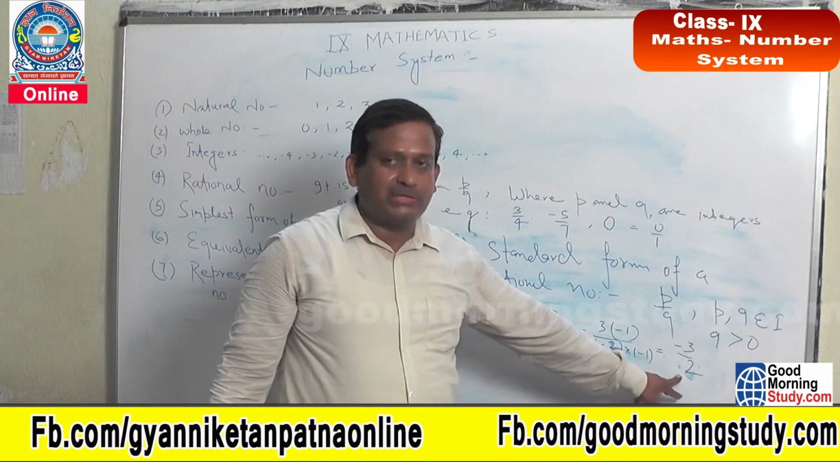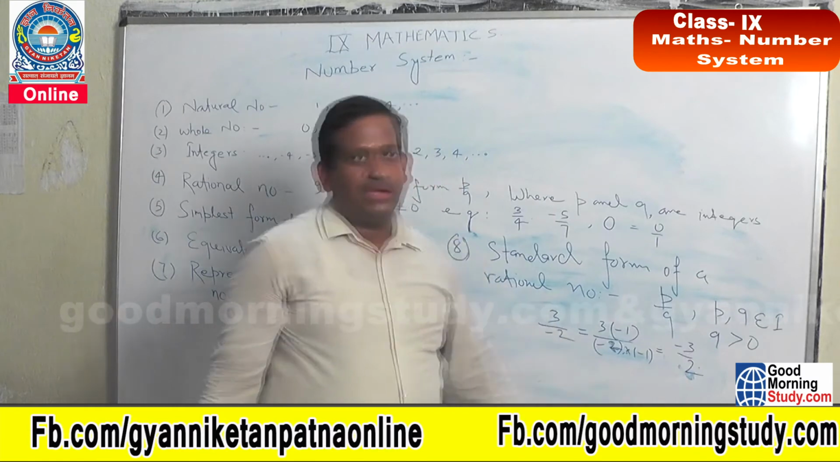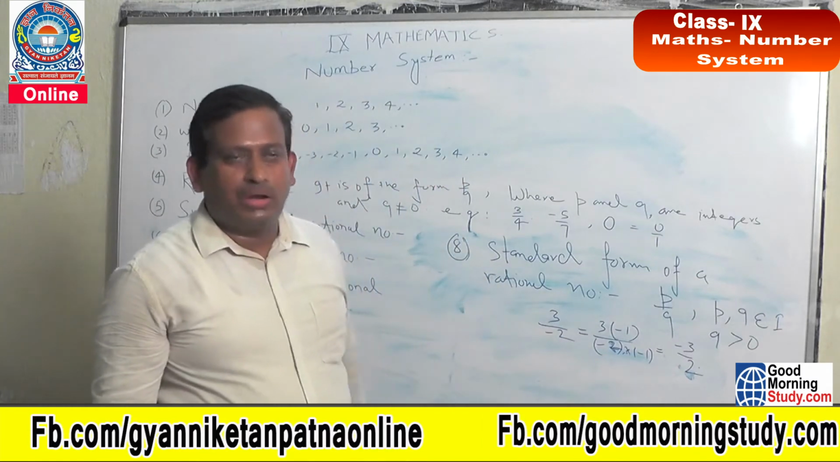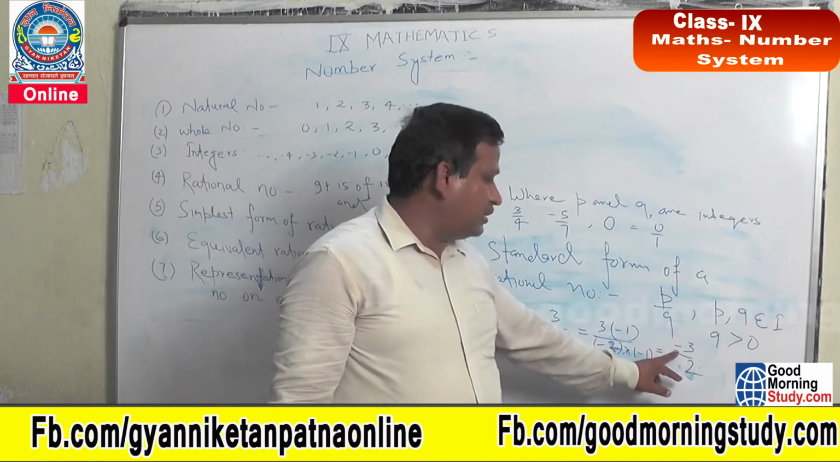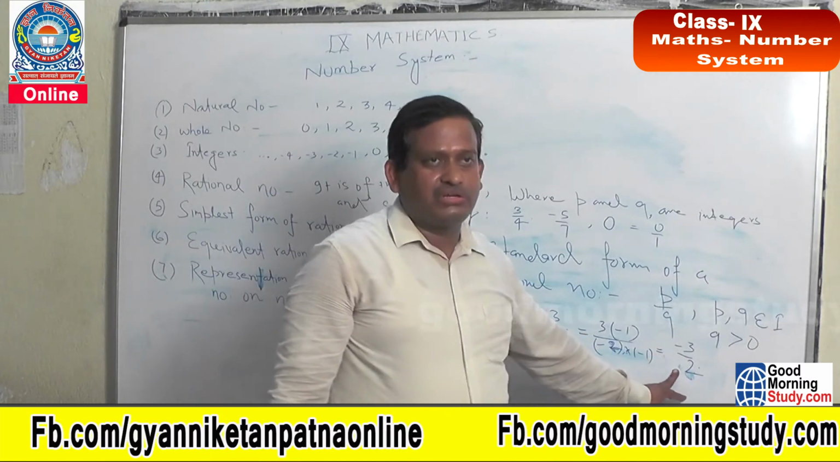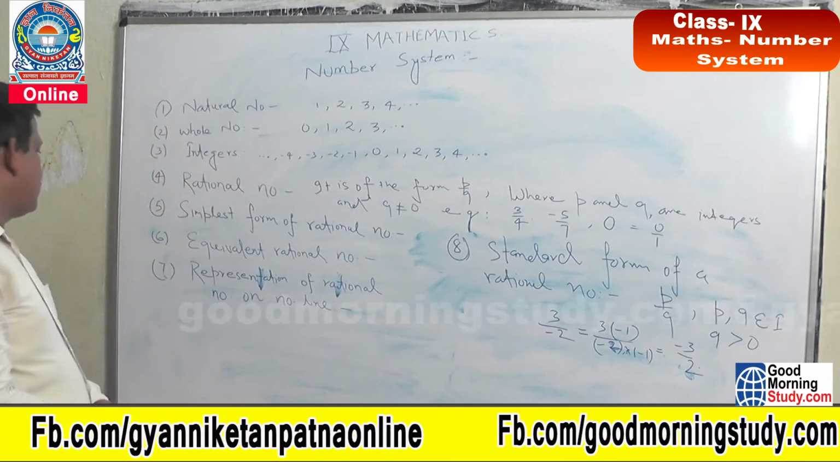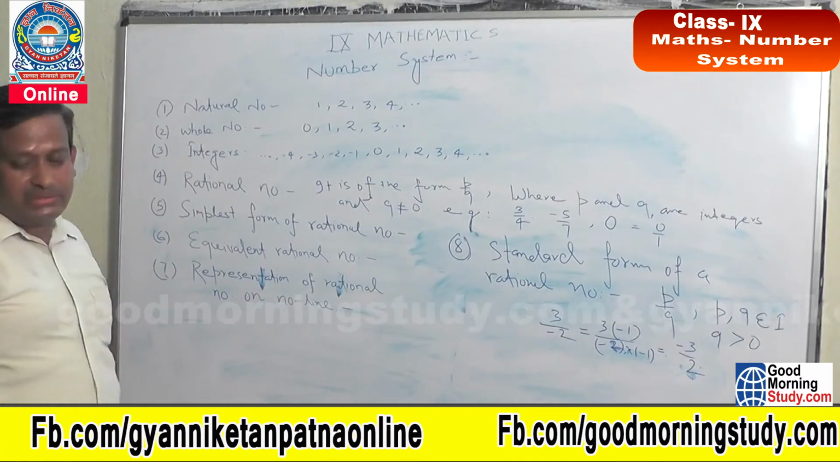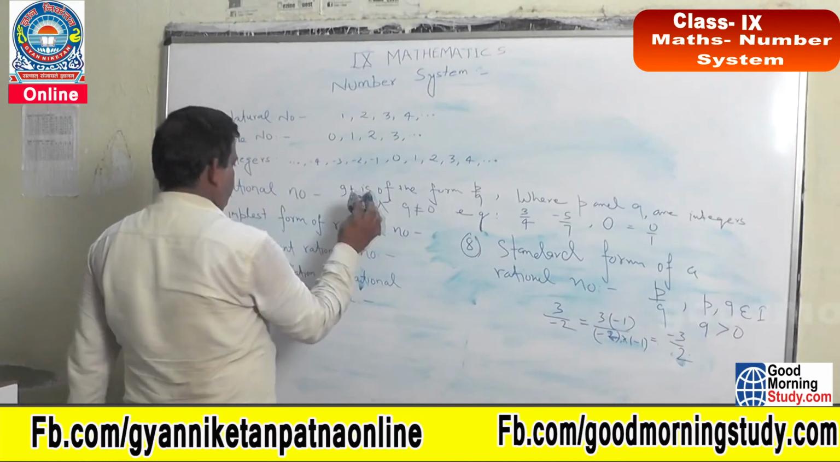And now here the denominator is greater than 0, and 3 and 2 have the common factor only 1. That's why minus 3 by 2 is in the standard form of the rational number. And after that, children, I am explaining equivalent rational numbers.